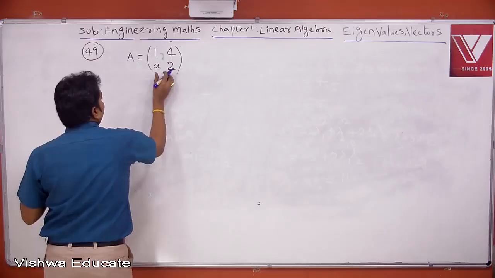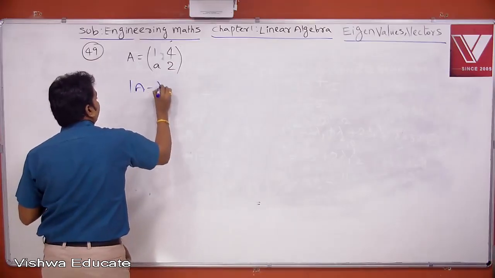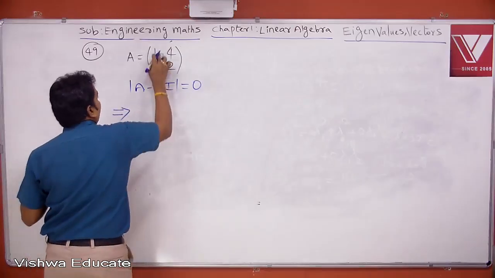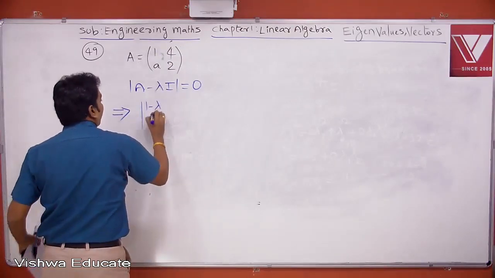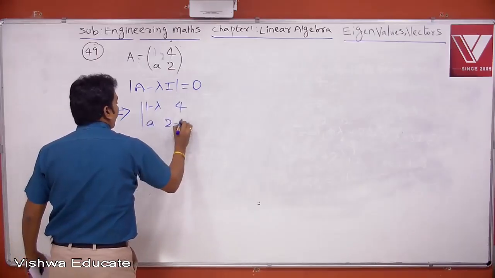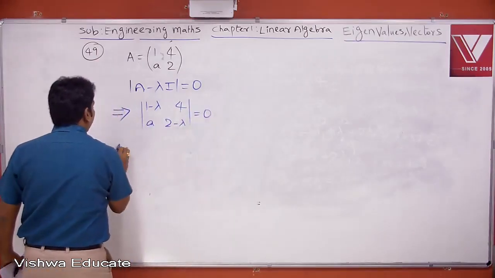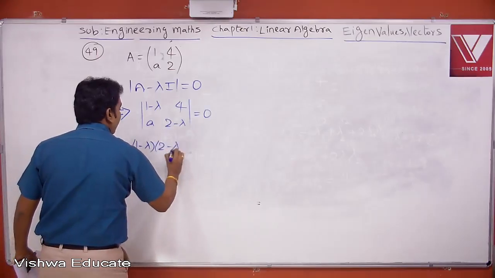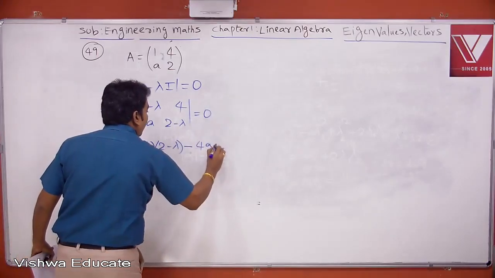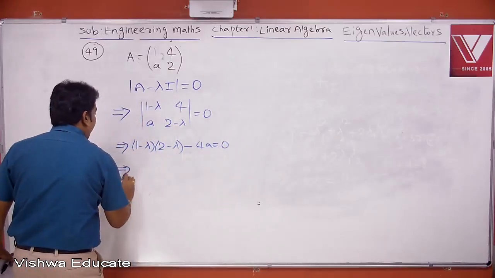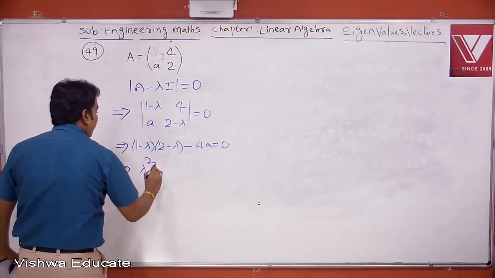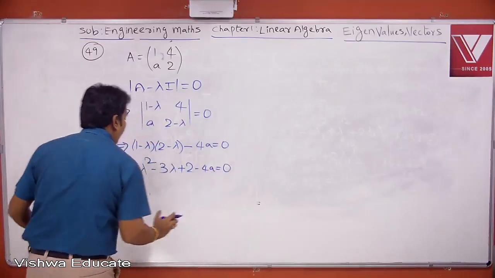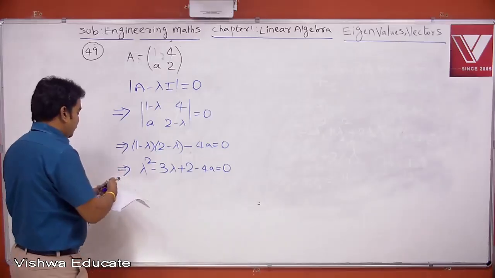Let us find the eigenvalues of this matrix by using the characteristic equation. Det of A minus lambda I equal to 0. So subtract lambda only from the diagonal. Det of [1 minus lambda, 4; a, 2 minus lambda] equal to 0. This implies (1 minus lambda) into (2 minus lambda) minus 4a equal to 0. This implies lambda square minus 3 lambda plus 2 minus 4a equal to 0. Now this is my characteristic equation.